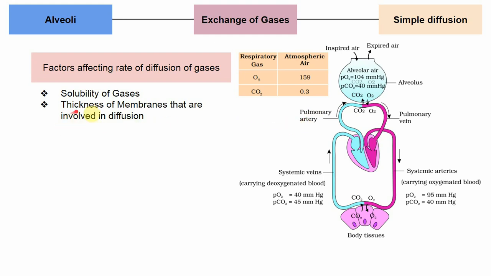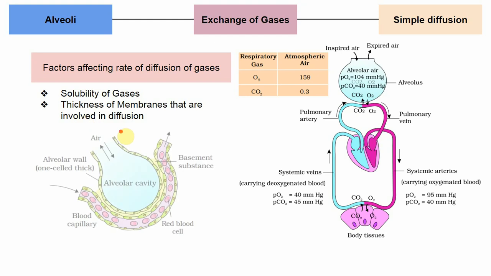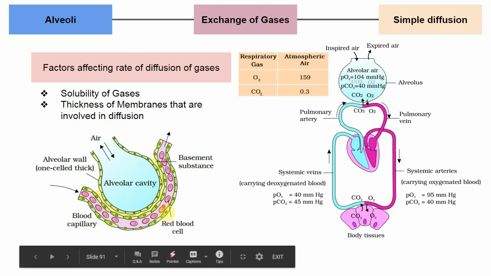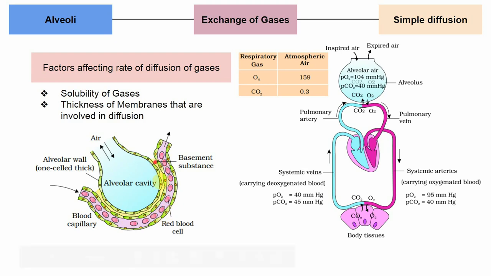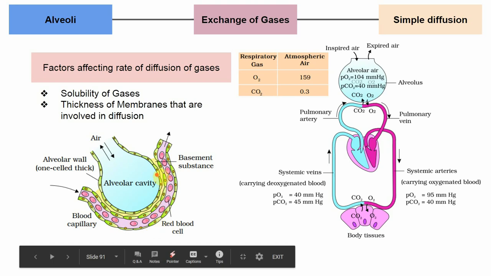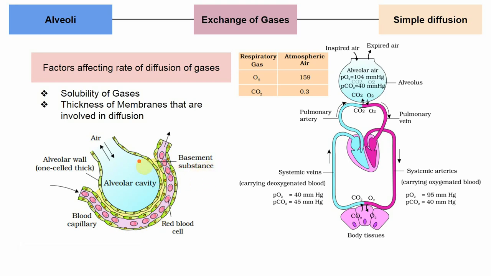The next factor is the thickness of the membrane involved in the diffusion. What we are specifically speaking of here is the alveolar wall and the endothelium of the blood vessels, and in between these two there is one more membrane called the basement membrane. When you consider all these three membranes, the thickness is even less than 1 millimeter.